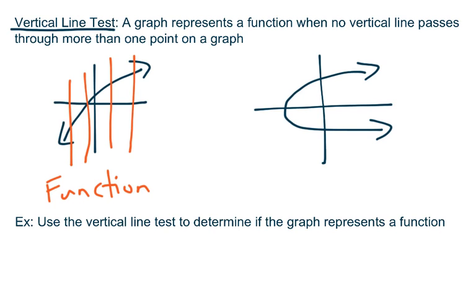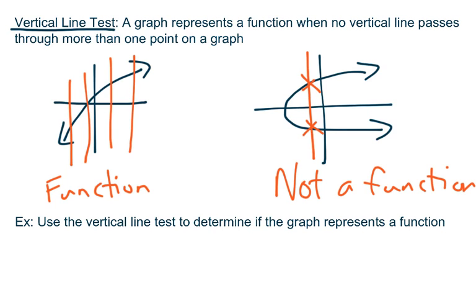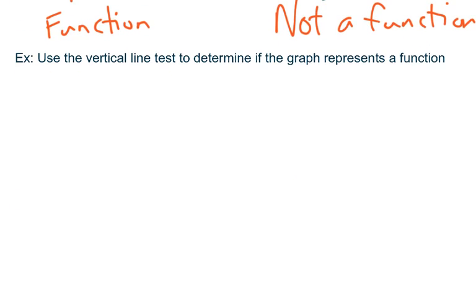Sideways U, kind of looked like a horseshoe. Well, if I draw a vertical line, I had crossed the graph twice. This one right here would not be a function. So if you can pass a vertical line over a graph and only cross that graph one time for each vertical line, it is a function. If you cross the graph more than once, then it's no longer a function. Okay, so use the vertical line test to determine if the graph represents a function.